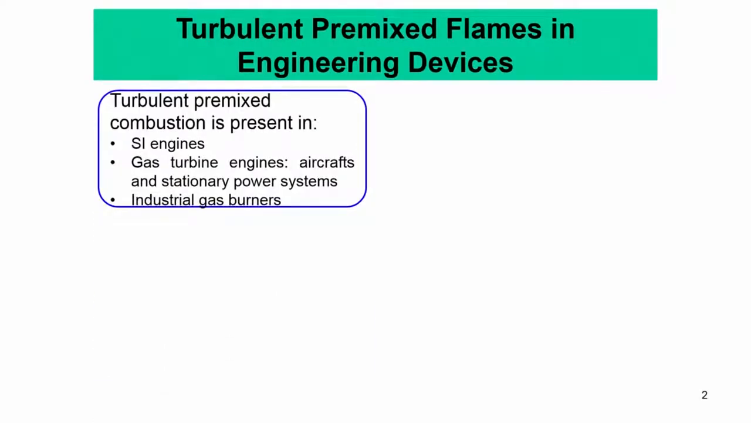So, where do we find turbulent premixed flames in engineering devices? Turbulent premixed flames are found in SI engines, spark ignition engines, which are used in cars, and in gas turbine engines, of course, mainly in stationary power plants and industrial gas burners. Now, as we discussed in the last class, because gas turbine engines use liquid fuels, the flames that are formed are mainly non-premixed flames.